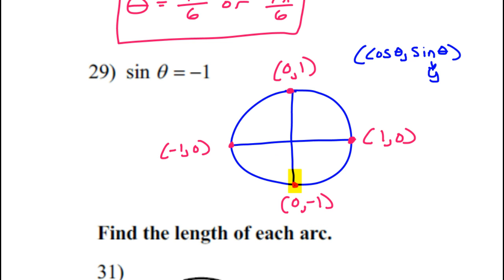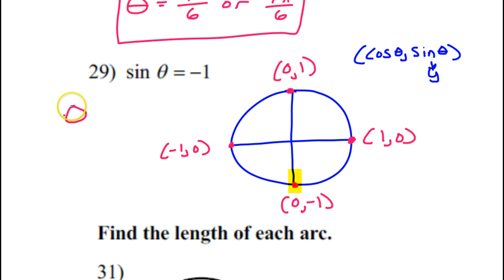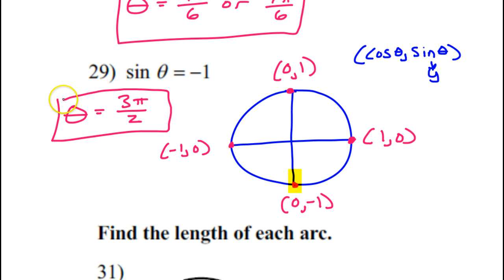So what angle is that? Well, these quadrantal angles are multiples of pi over 2. So like this is 1 pi over 2, 2 pi over 2, 3 pi over 2. So that's the answer. The only angle that has a sine of -1 is 3 pi over 2. Okay, one more.